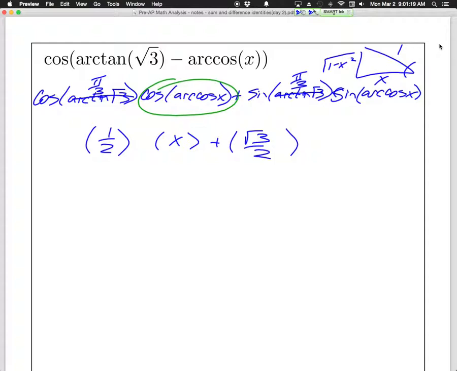So Gage, now I'm interested in sine. What is sine of that triangle? What's the definition of sine, Gage? The opposite over hypotenuse. So what would opposite over hypotenuse be of that triangle? The square root of 1 minus x squared over 1. Very good.